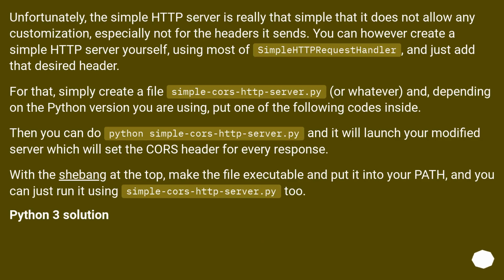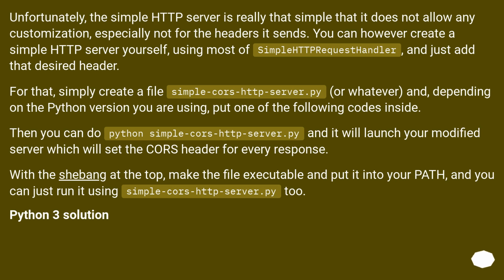Unfortunately, the simple HTTP server is really that simple that it does not allow any customization, especially not for the headers it sends. You can however create a simple HTTP server yourself, using most of SimpleHTTPRequestHandler, and just add that desired header. For that, simply create a file simplecors-httpserver.py, or whatever, and, depending on the Python version you are using, put one of the following codes inside.